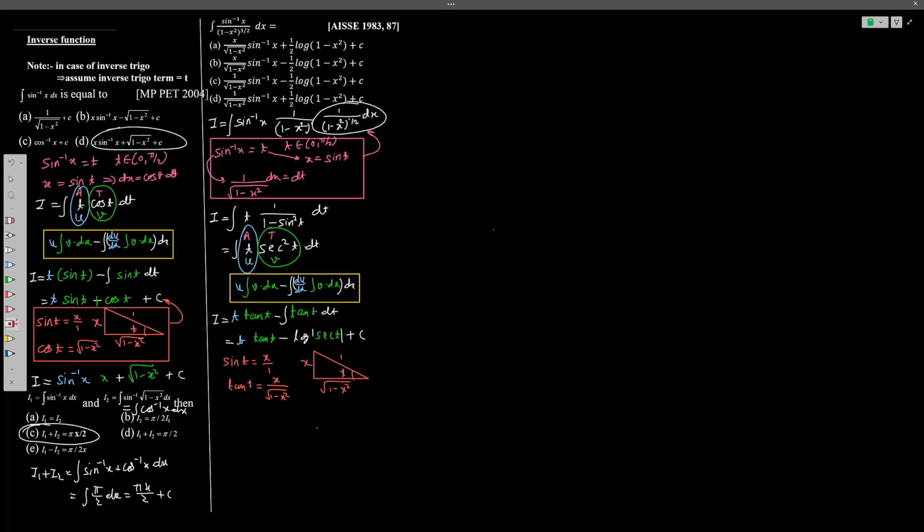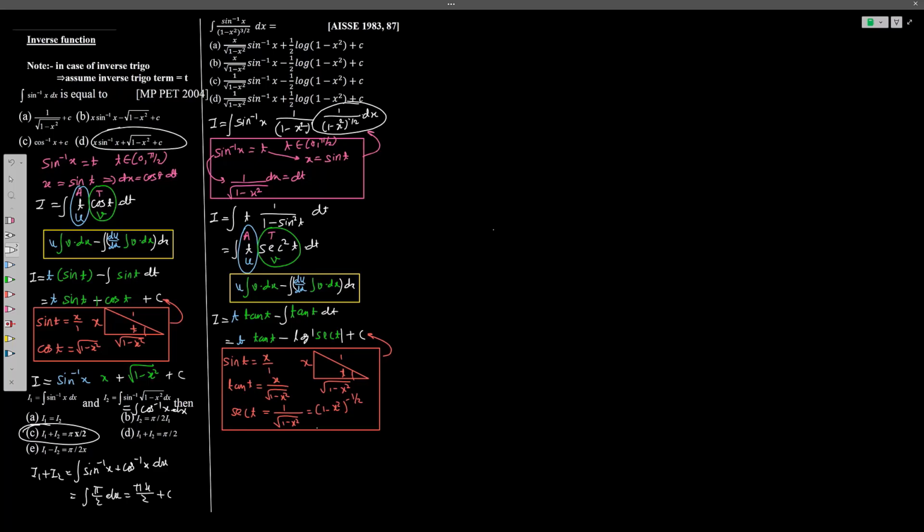And we also need sec t. So sec t can be defined as hypotenuse upon adjacent. So we get 1 upon under root of 1 minus x square, or we can say 1 minus x square raised to minus 1 by 2 power. Right? Substitute all the values in your answer.